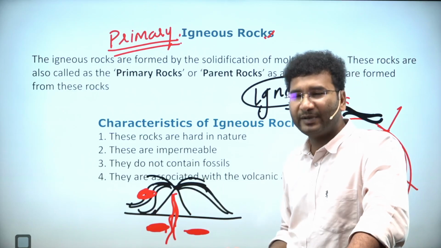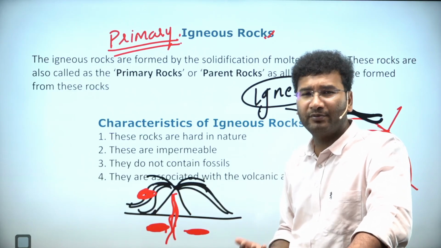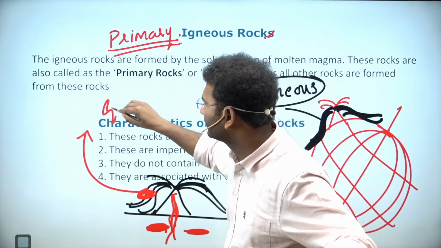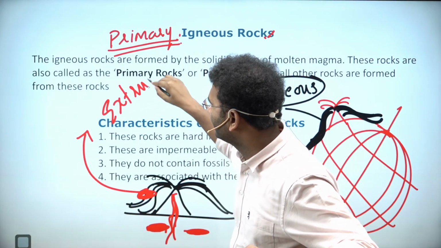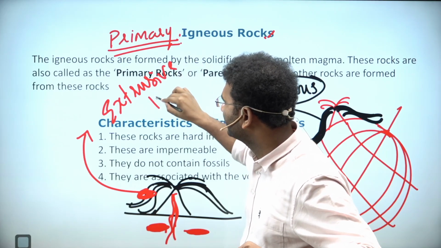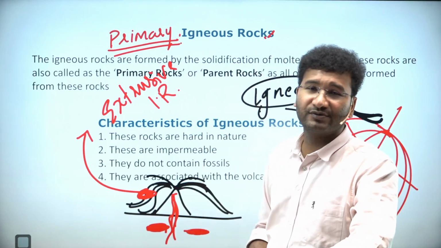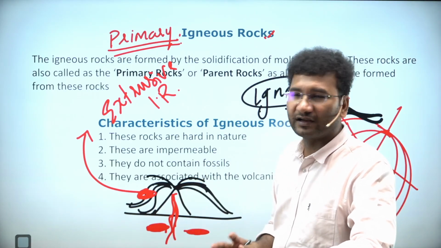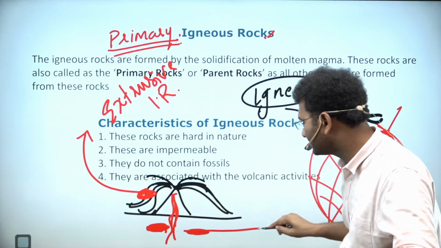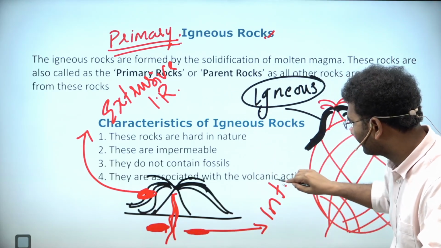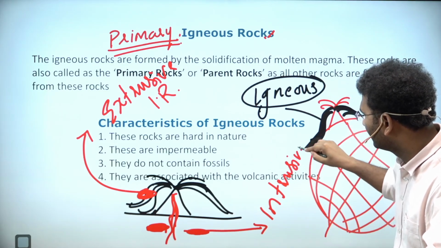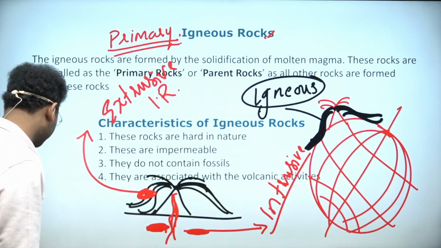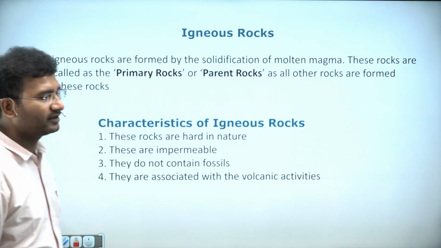Now those rocks which are formed because of lava, we call them extrusive igneous rocks. And those rocks which are formed because of magma, which is cooled within the interior of the earth, we will call these types of rocks intrusive, right? That means you have to learn that igneous rocks are of two different types. One is intrusive, the other is extrusive.